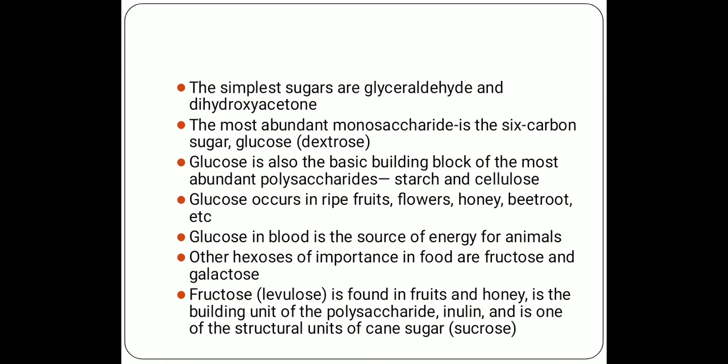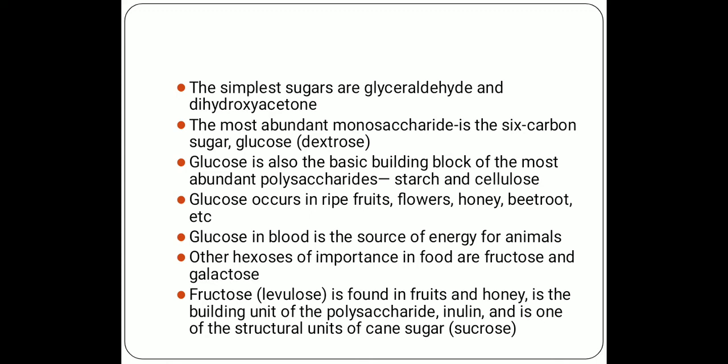Glucose occurs in ripe fruits, flowers, honey, beetroot, etc. Glucose in blood is the source of energy for animals. Other hexoses of importance in food are fructose and galactose.